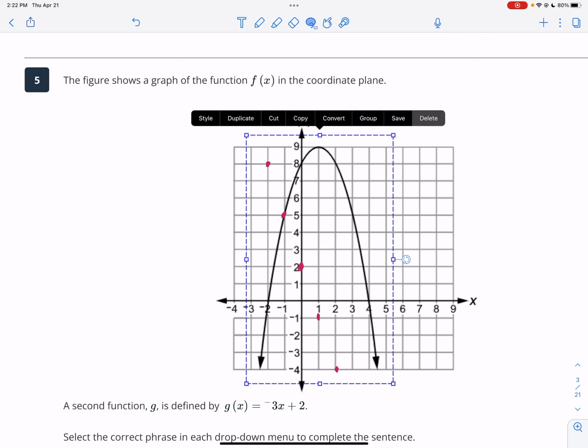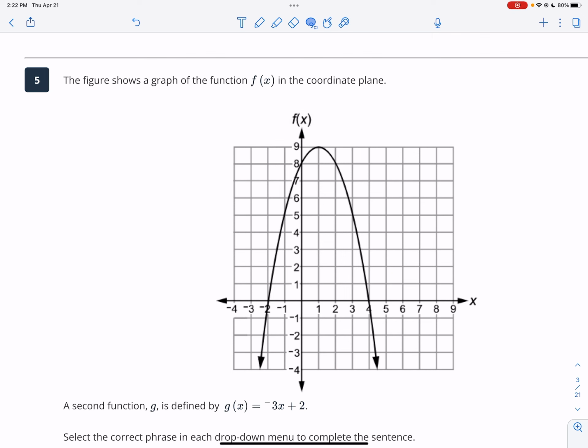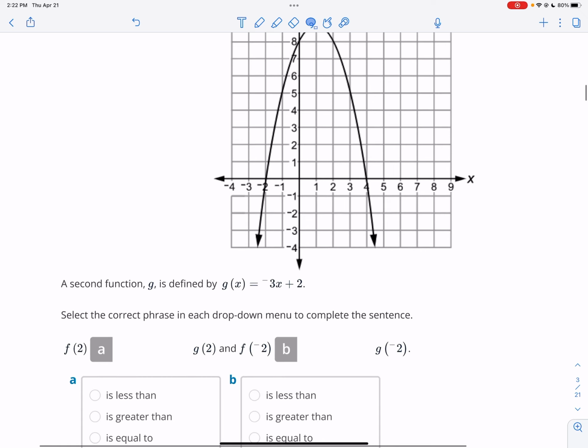So a question like this: the figure shows a graph of the function f of x in the coordinate plane. So you have some sort of upside down parabola looking thing. You have a second function, g, which is defined as g of x is equal to negative 3x plus 2. So basically a linear function with a negative slope. Select the correct phrase in each drop-down menu to complete the sentence.